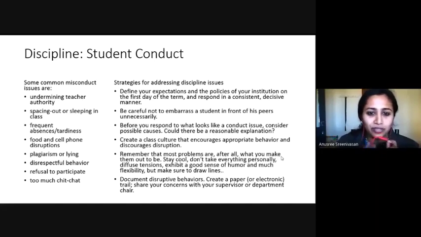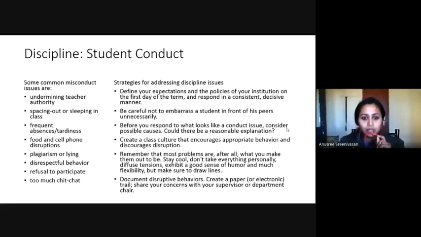Okay, so now let us look at some of the strategies for addressing such discipline issues. You have to define your expectations and the policies of your institution or your school on the first day of the term or first day of the class, and respond in a consistent and decisive manner. That means on the first day itself, you make out the rules, you tell them the rules. So these are the rules of the class, and these are the ways you are expected to behave. Yeah, nothing works that way, but this is your duty. You better say it in the first class itself.